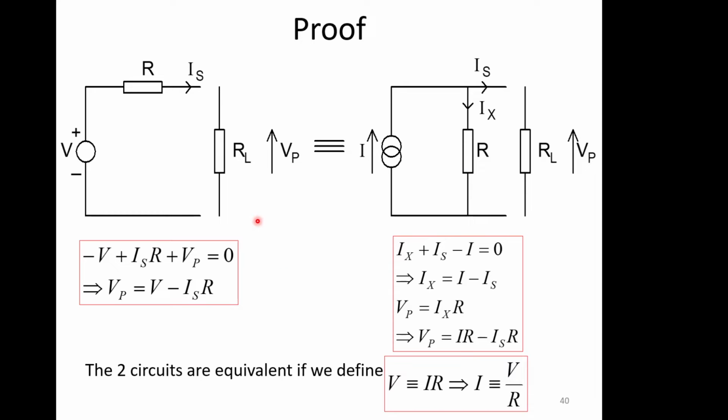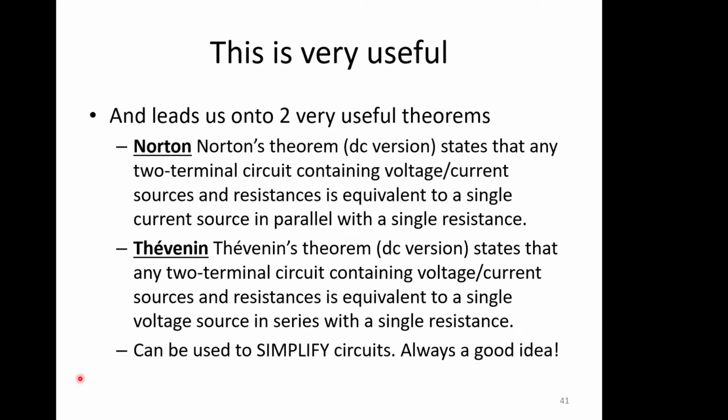Okay, and then we can obviously replace this type of circuit or feature in our circuitry with this type of feature if we want to analyze it in a slightly different way. And we'll do that as we're going along, so it should become clearer if it's not clear at the moment why that would be the case. So this leads us on to two very useful theorems. We've got Norton's theorem, which states that any two-terminal circuit containing voltage, current sources and resistances is equivalent to a single current source in parallel with a single resistance. So you can take a mishmash of all kinds of circuits, and as long as it's only got two terminals coming out of it, you can turn it into an equivalent source and one resistor. And Thevenin says the same thing.